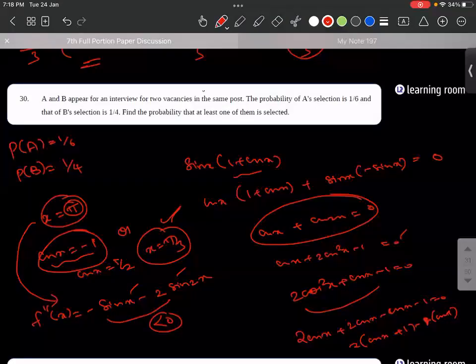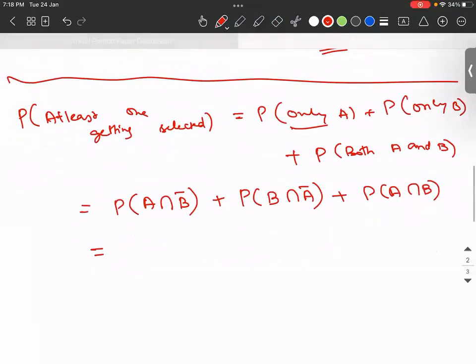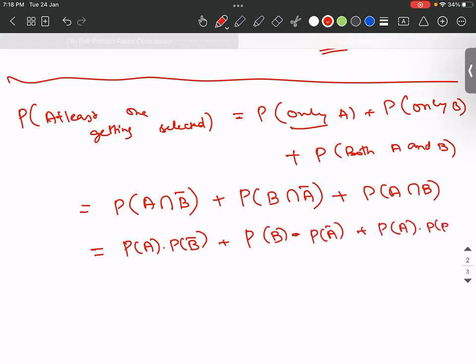Wherever you have this intersection, observe whether those events are independent. A and B, yes, the happenings are independent. So probability of A into probability of B bar, that is B complementary, or probability of B into probability of A complementary, plus probability of A into probability of B. What is probability of A? 1/6. Probability of B bar is 1 minus P of B, 1 minus 1 by 4, 3/4. Plus probability of B is 1/4. Probability of A bar is 1 minus 1/6, that is 5/6. Probability of A and B is 1/6 into 1/4.